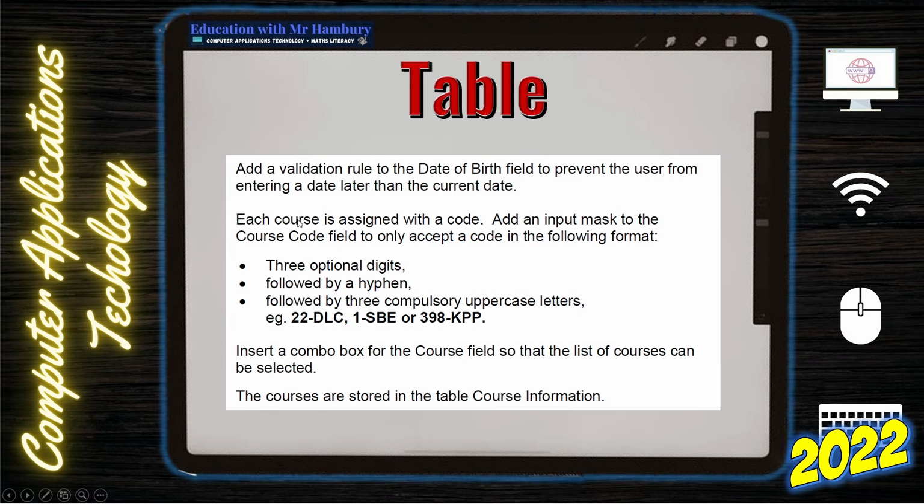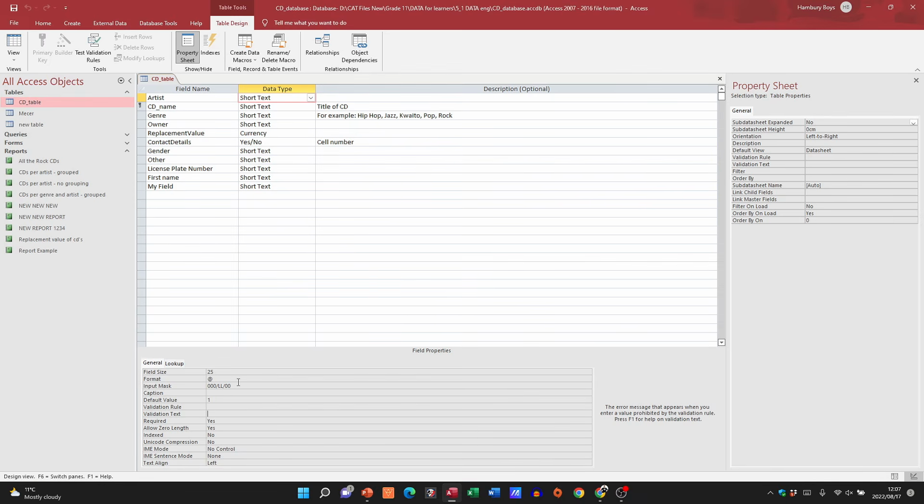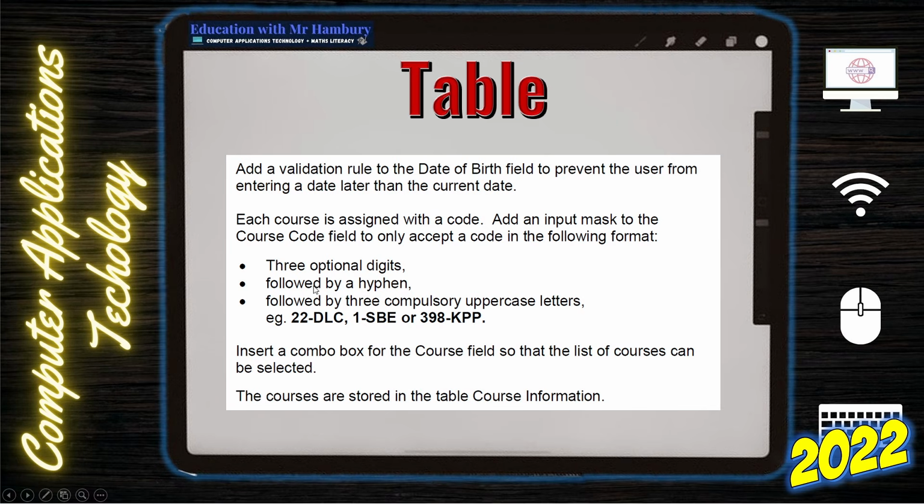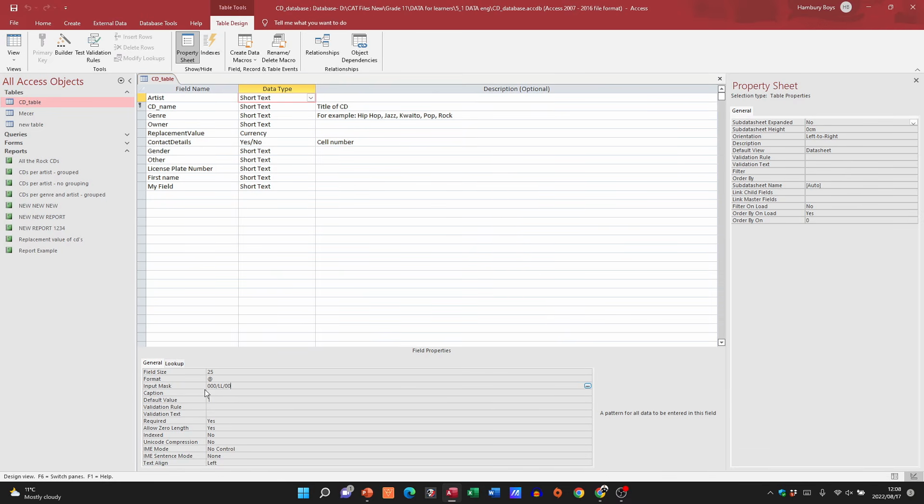Okay, each course is assigned with a code. So here, for example, they want us to pop in an input mask, and they want one that has 3 optional digits. Now, when it comes to optional digits, you are going to use the number 9. Please also remember these things will be on the tag sheet. So it's not that you have to remember all of this. You just need to know where you actually need to go and use it. This is indicating number, number, number, capital letter, number, number.